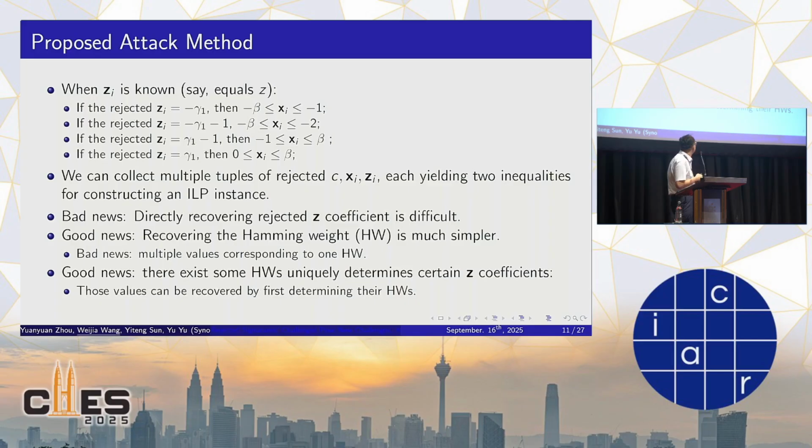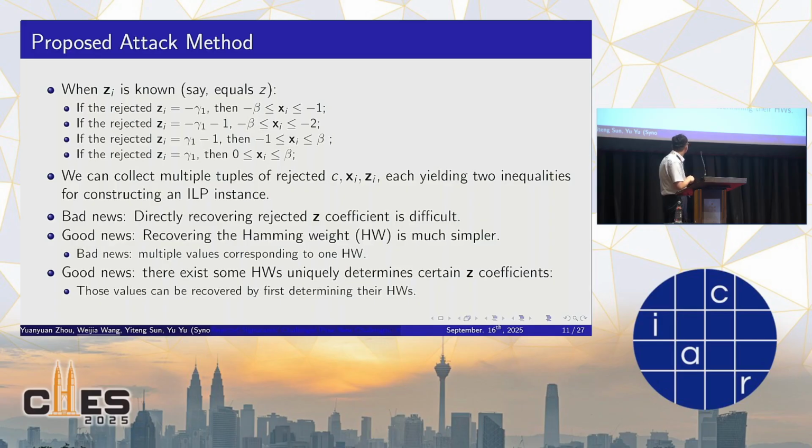But we have bad news: we cannot directly recover the rejected z, because normally in a side channel attack we cannot assume that we can directly recover any random variables. If we could do this, we could directly recover the value of the secret key. But we have good news: we can usually recover the Hamming weight of a value.